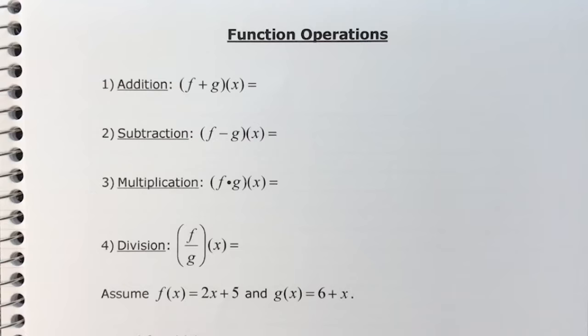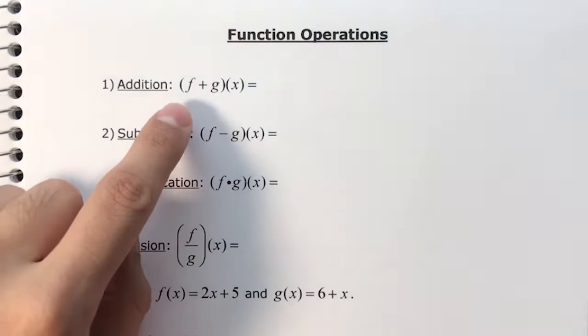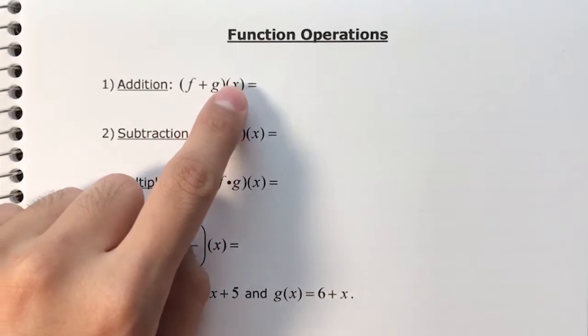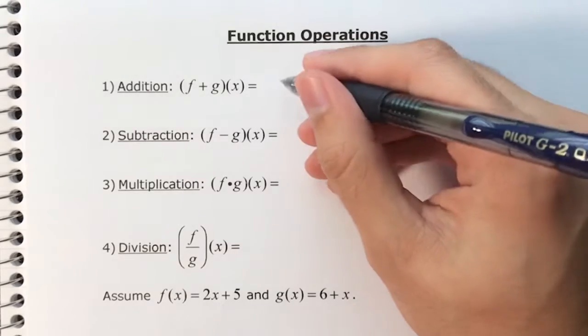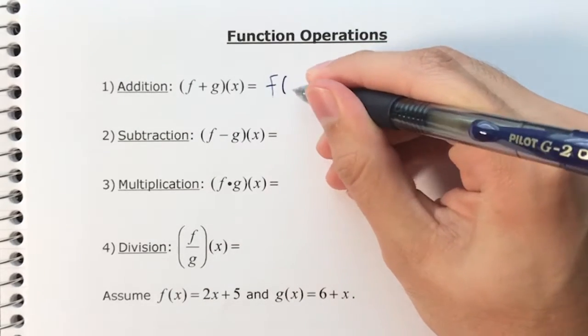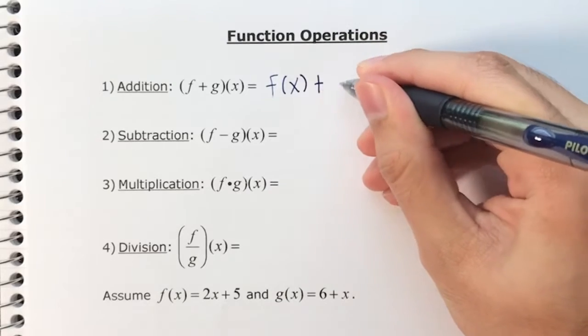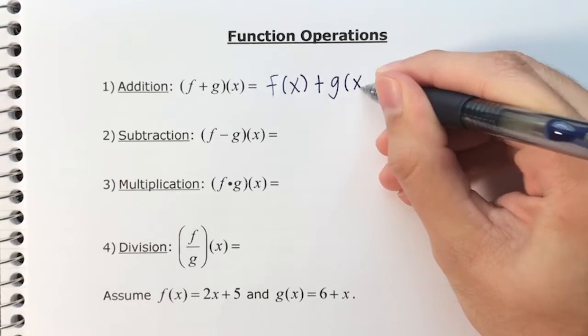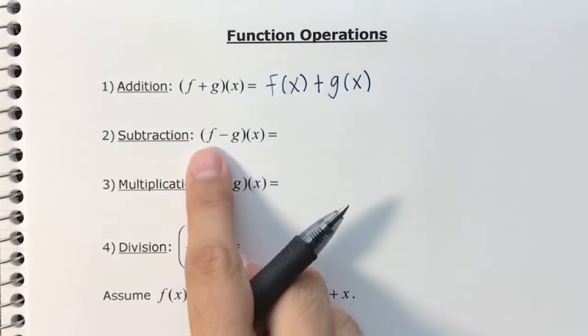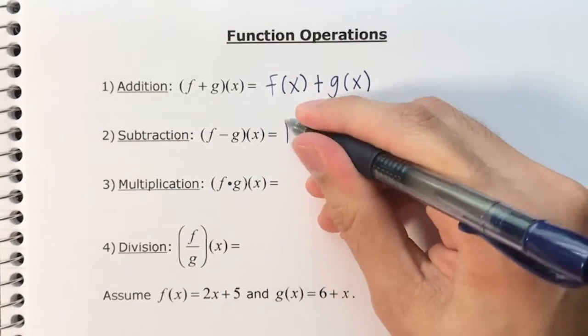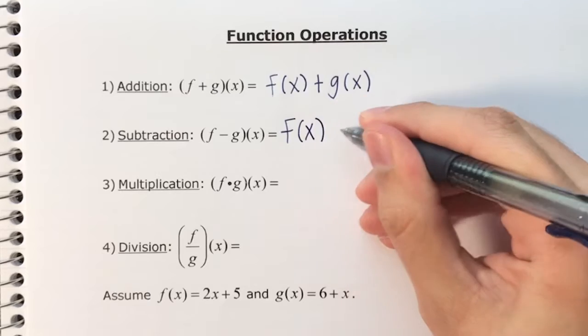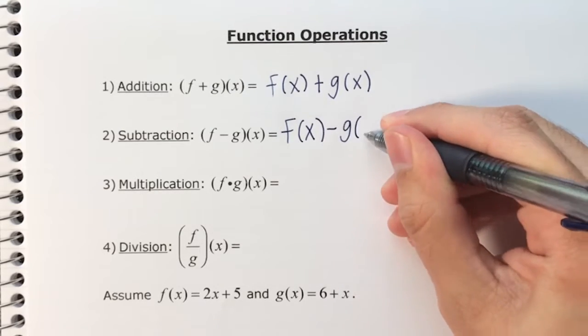So the first thing you need to know about function operations is that there are four types. There's adding functions, subtracting functions, multiplying functions, and dividing functions. So let's start with addition. The formula that we use is f plus g of x. The way that looks is like this: f of x plus g of x. Next one, f minus g. It's going to look like this: f of x minus g of x.